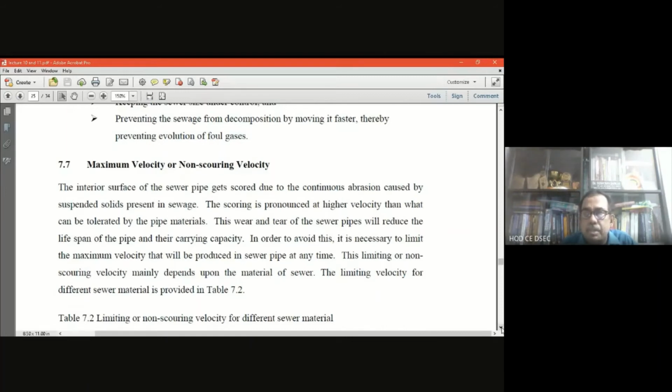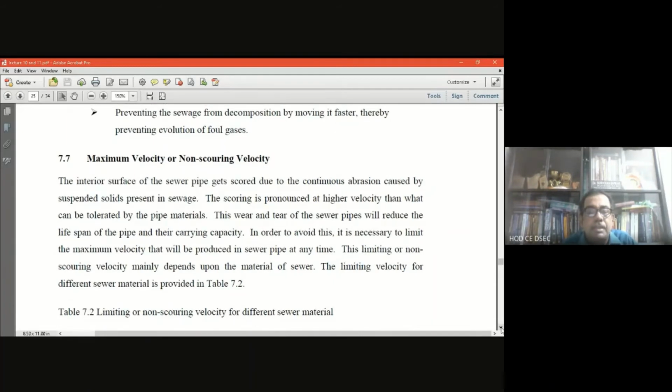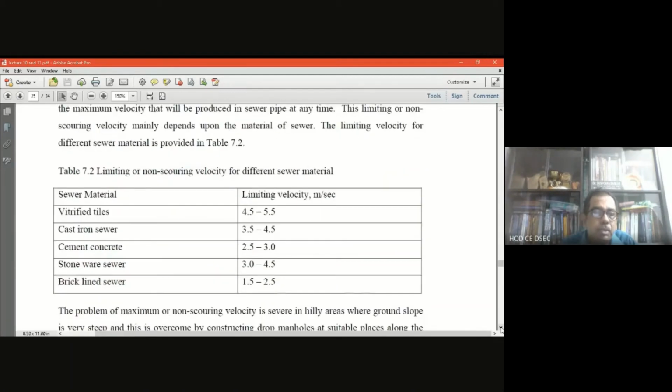In order to avoid this, it is necessary to limit the maximum velocity of flow in the sewer pipe. This limiting or non-scouring velocity depends on the material of the sewer, and the limiting velocity of the sewer is already given in this table that I am showing to everybody. If it is a material like glazed tiles, that means it's a very smooth surface, so the limiting velocity is 4.5 to 5.5 meter per second, because it's a smooth surface, there is less chance of abrasion, wear and tear.